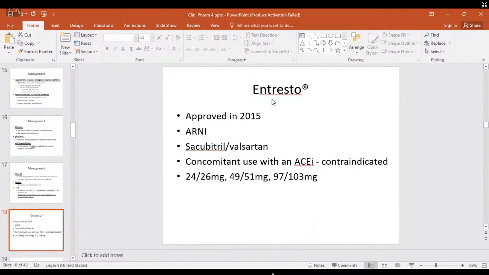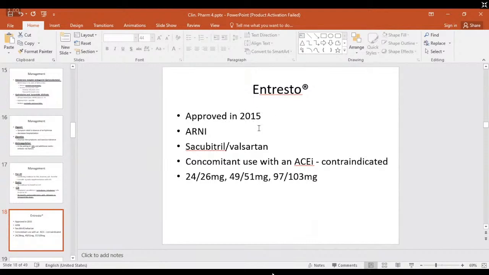Some other drugs which are used in heart failure: Entresto is the trade name of a drug which includes two active substances, one of them sacubitril and the other one is an ARB, which is valsartan. And this class is called ARNI, and it comes from angiotensin receptor blocker, which is the valsartan, and neprilysin inhibitor, which is sacubitril.